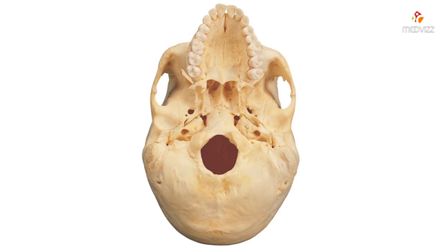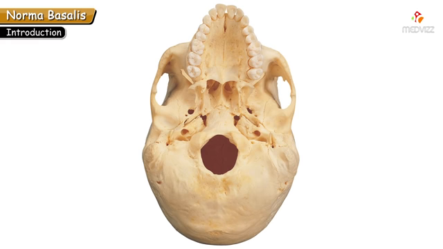Welcome back to osteology classes, and today we will learn about Norma basalis. Observation of the skull from inferior aspect without mandible is Norma basalis. To learn this Norma basalis in an easier way, we can divide it into three parts: anterior, middle and posterior.